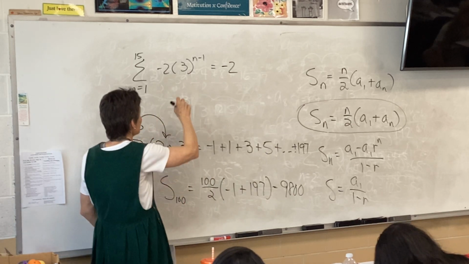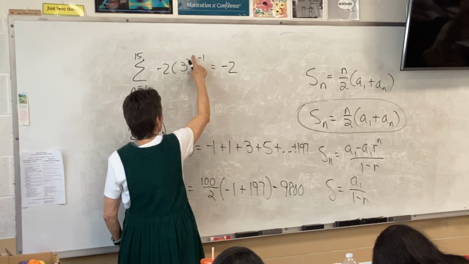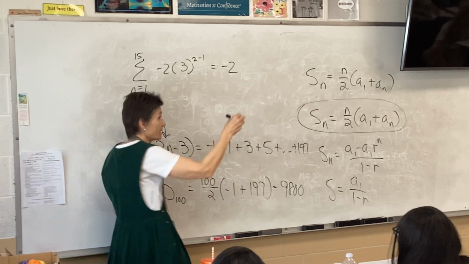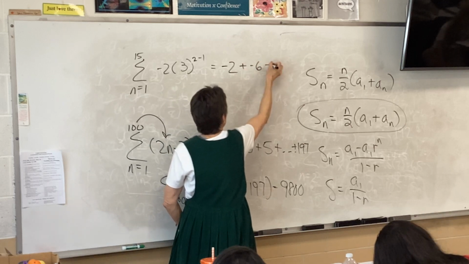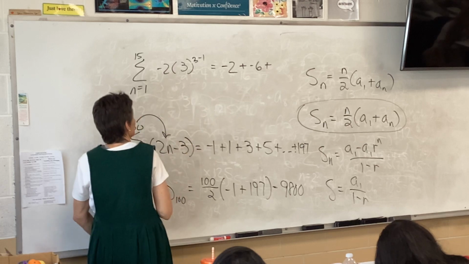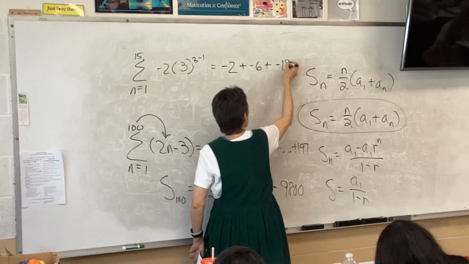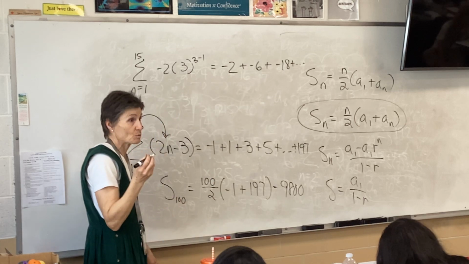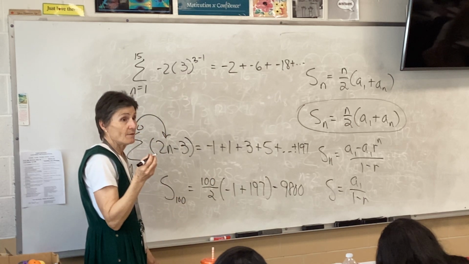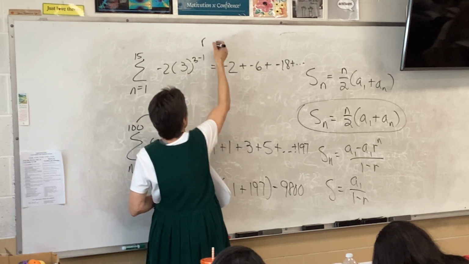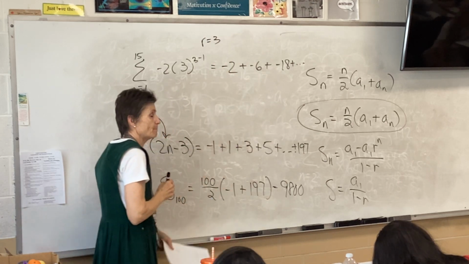Now what happens when you plug in a 2 here? Then you get -6. Let's do one more. Let's put in a 3 here. -18. What's going on? Somebody said geometric, and whoever said that was right. And the ratio is -3? Or 3, just 3. The ratio is 3.